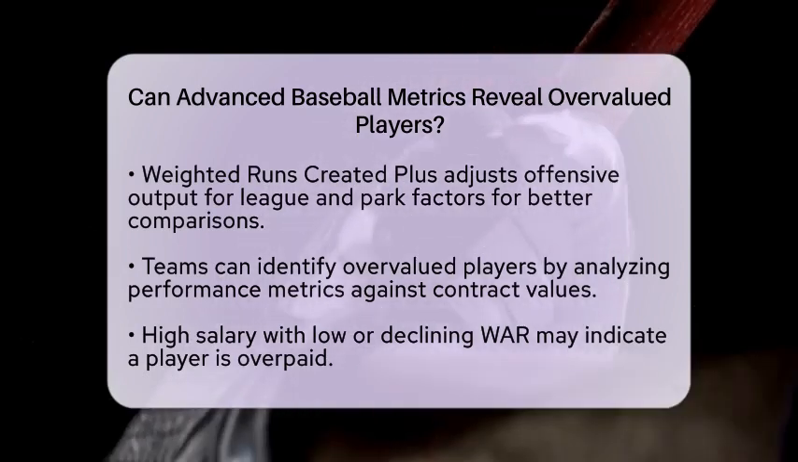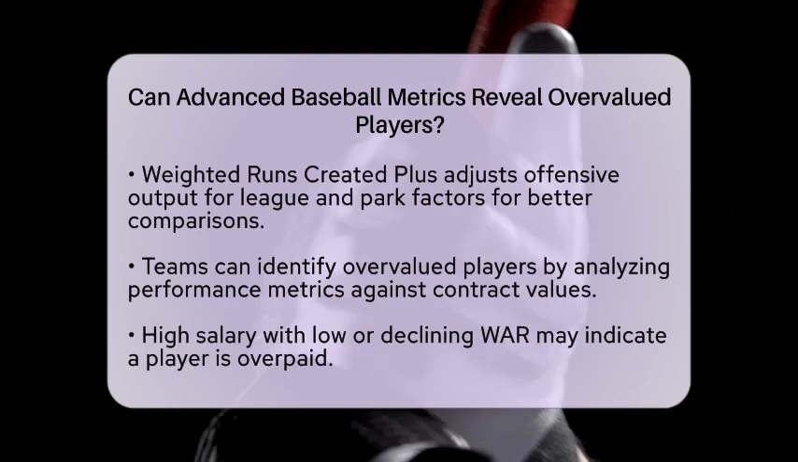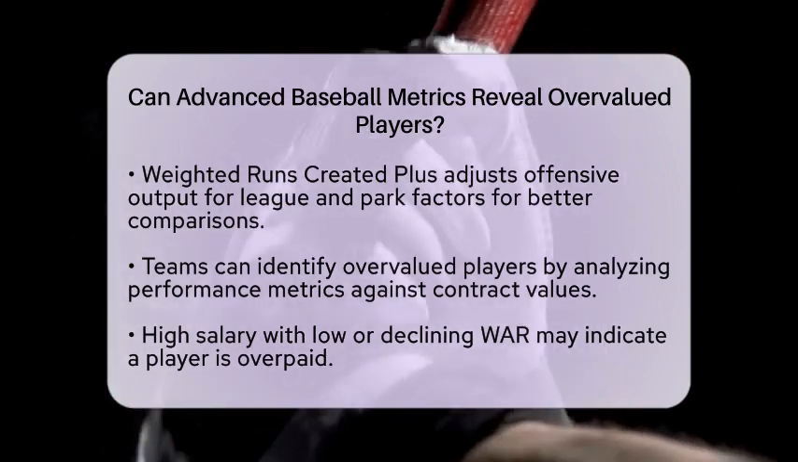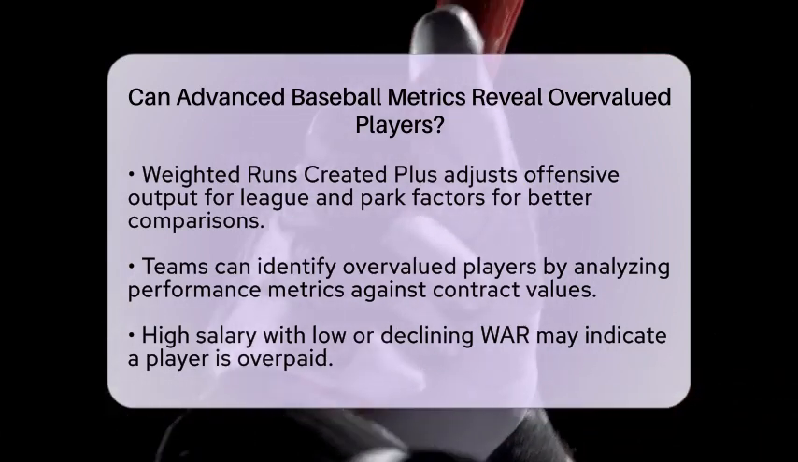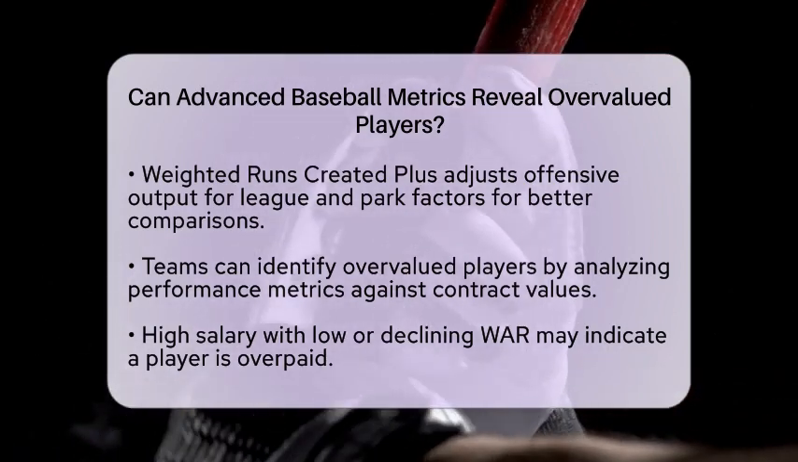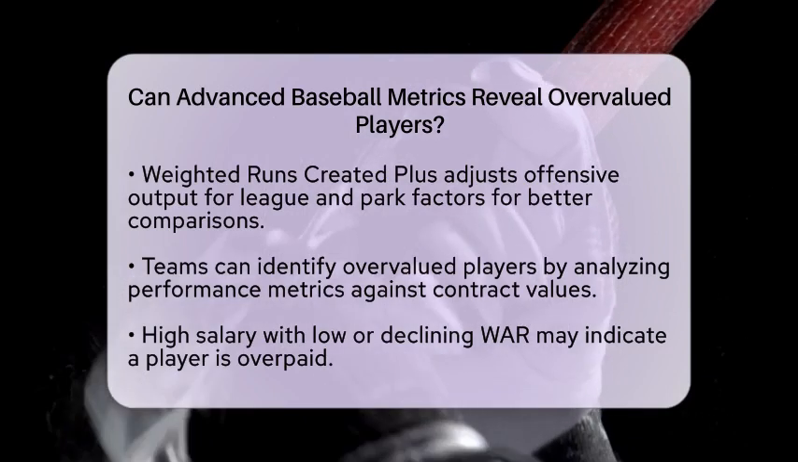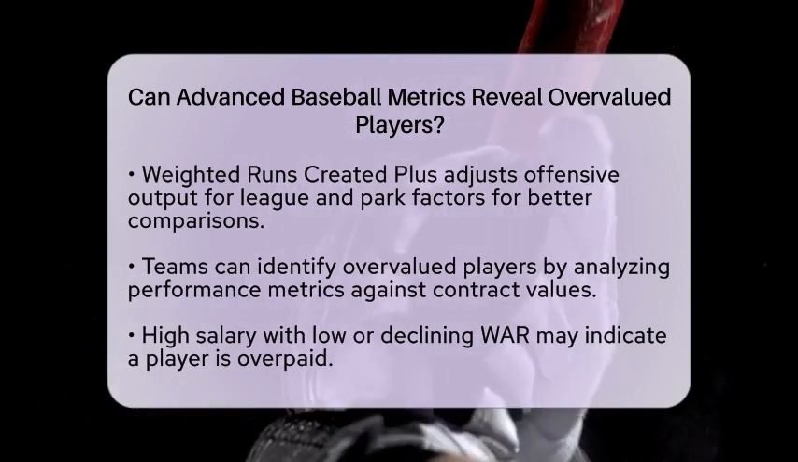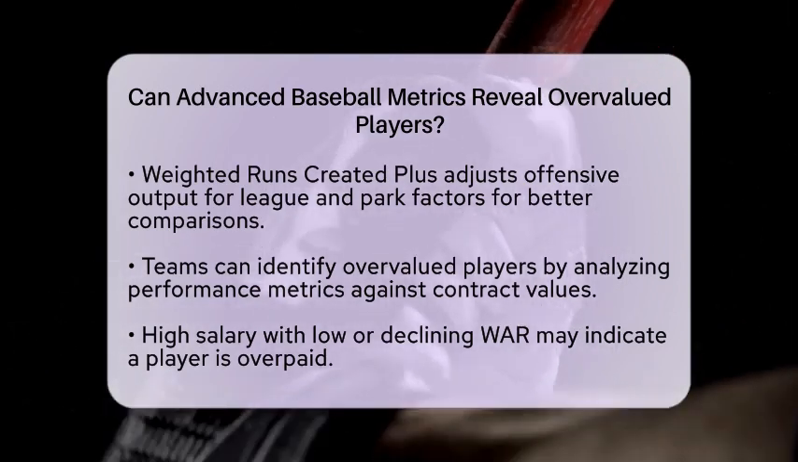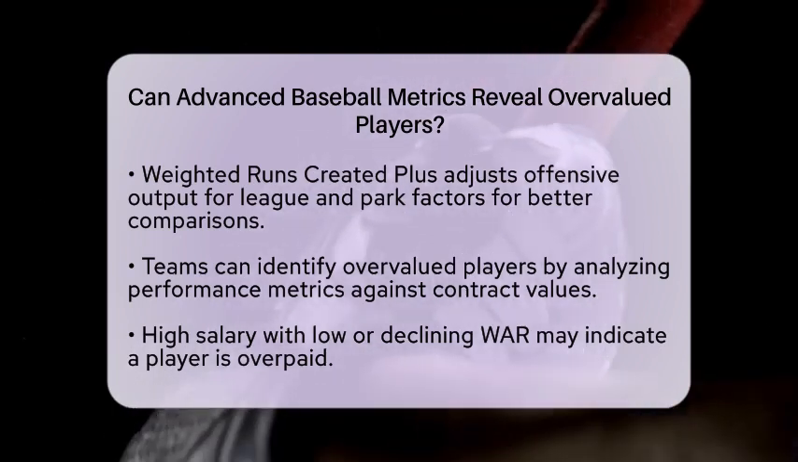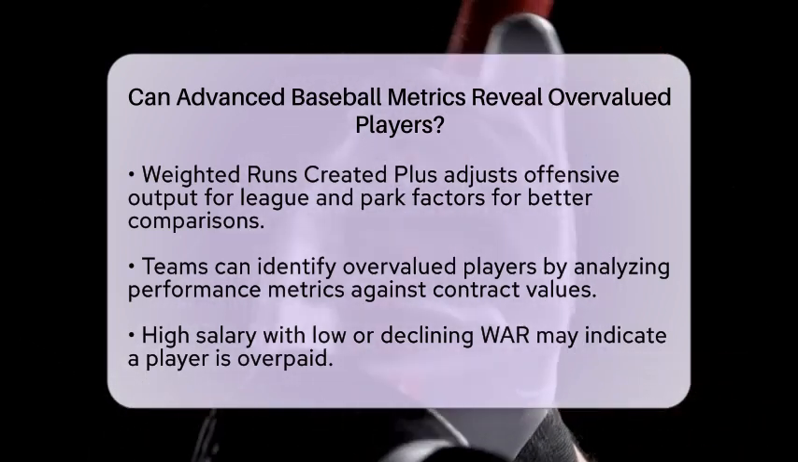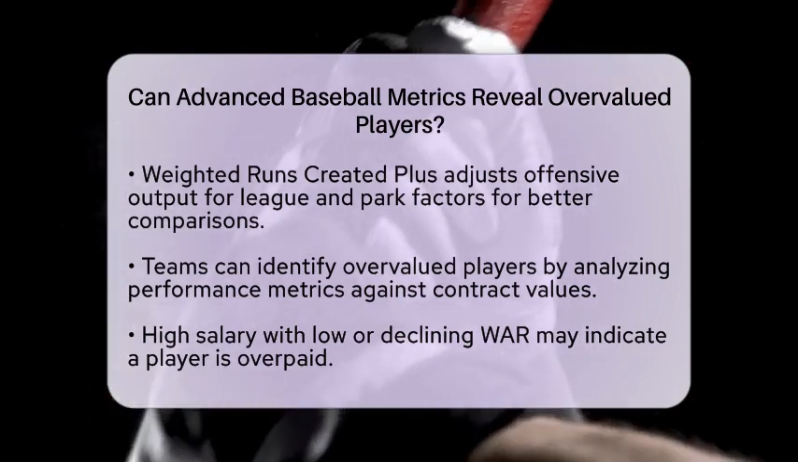Advanced metrics can also show if a player's traditional stats are inflated due to luck or favorable conditions that may not last. Different sources calculate wins above replacement in various ways, leading to discrepancies. For instance, Fangraphs and Baseball Reference may value defense or base running differently. Understanding these differences is important when evaluating player value.